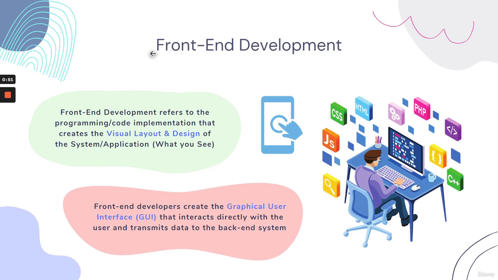There are 2 types of development involved in this process. Front-end development basically refers to the programming or code implementation that creates the visual layout and design of the system or application. Basically, you can think of front-end development as what you see in the interface of the website. Front-end developers create the graphical user interface, also known as GUI, that interacts directly with the user and transmits data to the backend system.